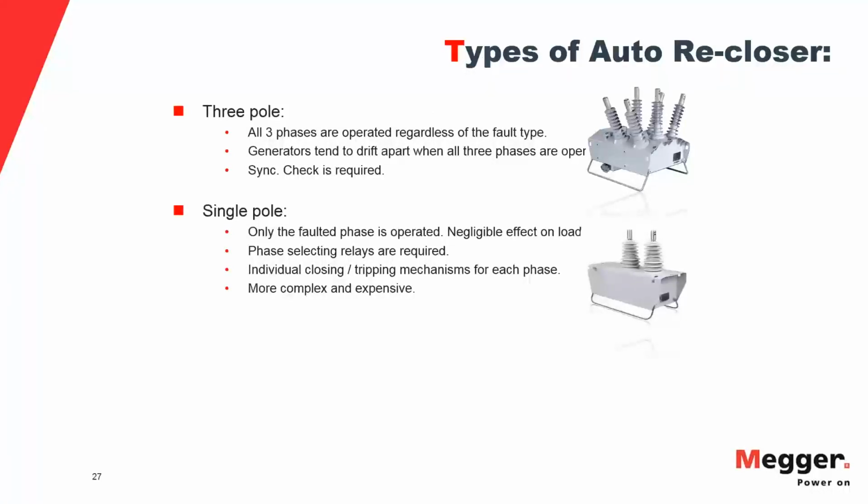Now, single pole operation is becoming more and more common precisely because it has less effect on the load, but it is also more complex. Although modern microprocessor relays can do phase discrimination very well, and of course they are more complex and expensive, but again, those differences are being eliminated as time goes, right?